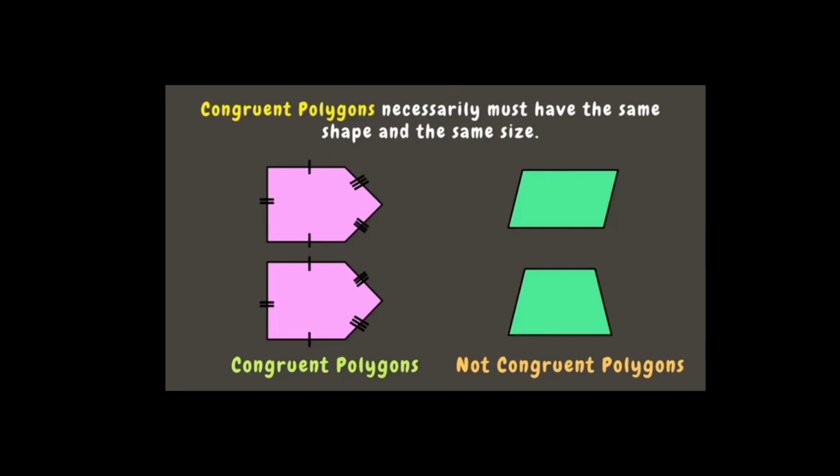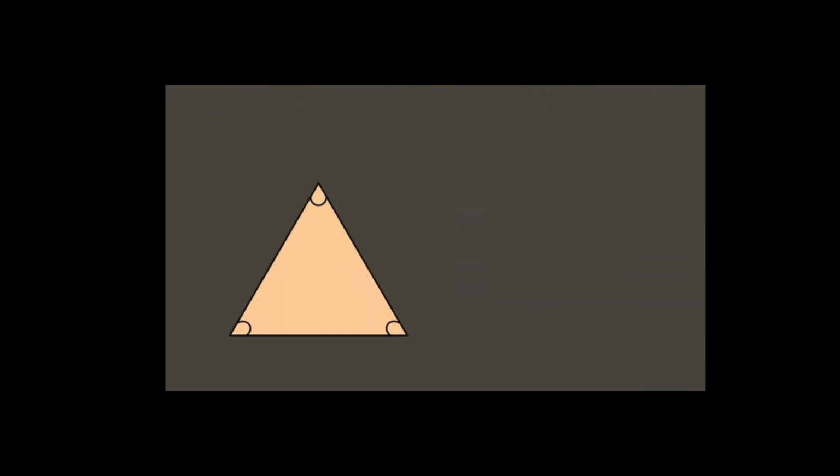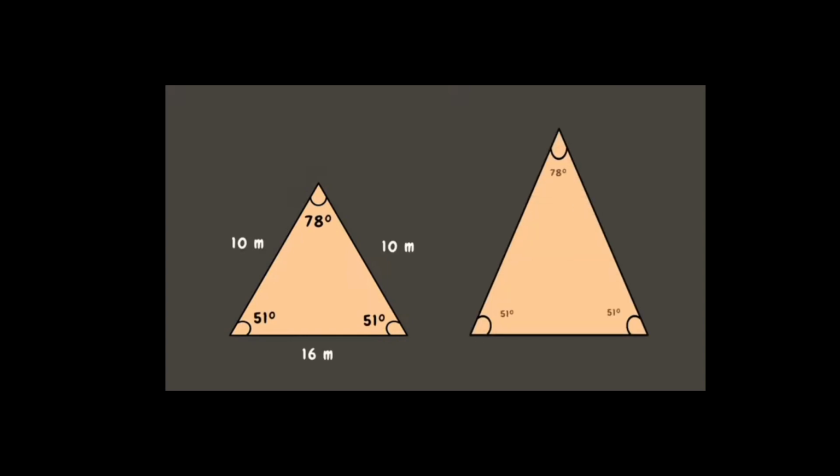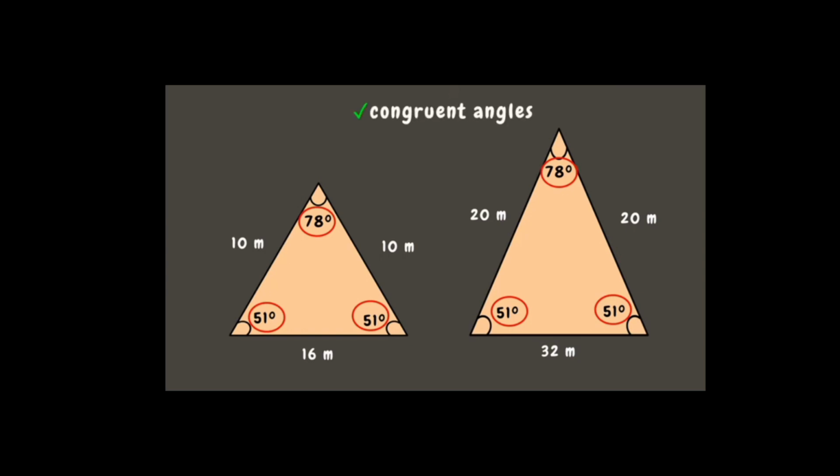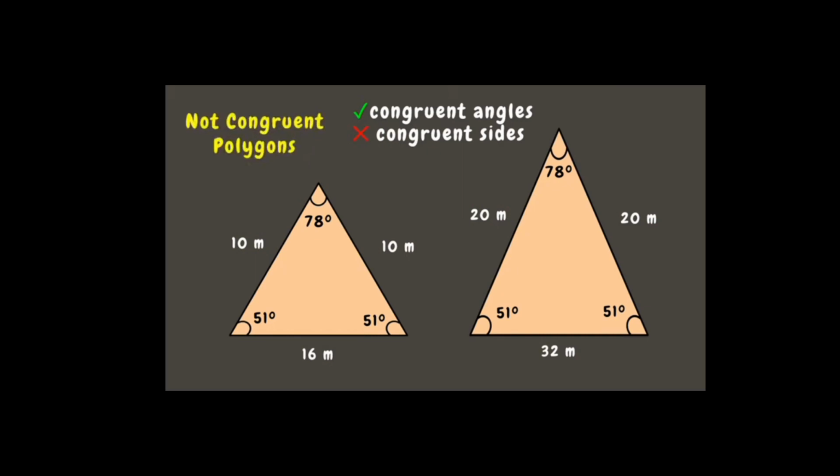Let's have another example. Let's find out if this pair of triangles is congruent or not. First, let's take a look at their angles. Here we can see that they have the same measurement of angles. Therefore, they have congruent angles. Next, let's take a look at their corresponding sides. Here we can see that their corresponding sides don't have the same length or measure, which means they are not congruent. Now, even though these triangles have congruent angles, we can still say that they are not congruent polygons since their corresponding sides are not congruent.